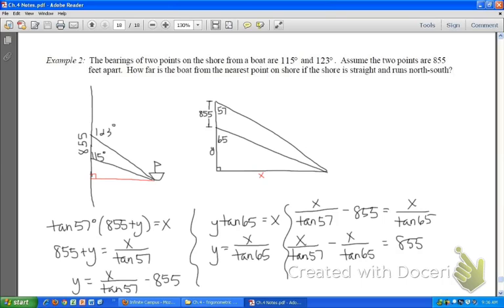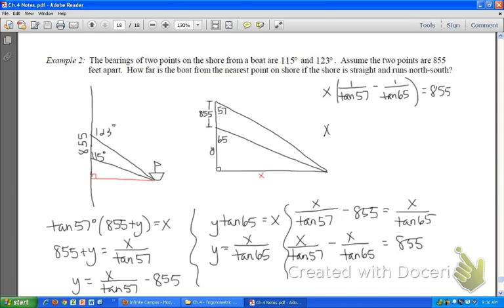Okay. So I'm going to start working up in this space. The whole point of that was that I could take an x out. I'm left with 1 all over the tangent of 57 minus 1 all over the tangent of 65. You could write those as cotangents. When you punch it in on your calculator, you're going to end up doing 1 over tangent anyway to get the cotangent, so you may as well just leave it. That equals 855, and then we're going to divide by all of that.